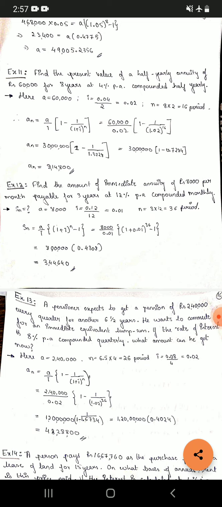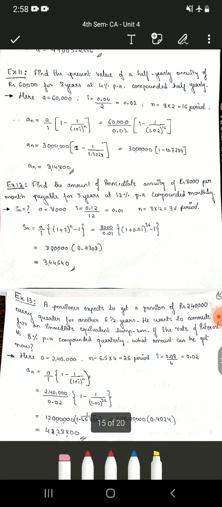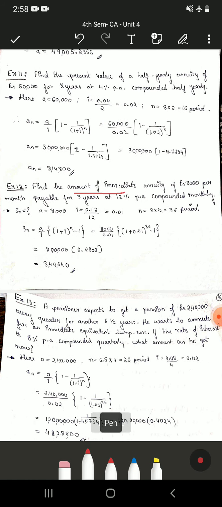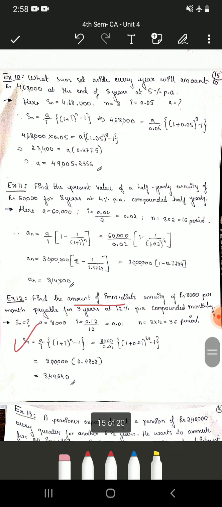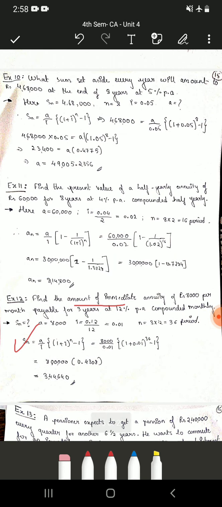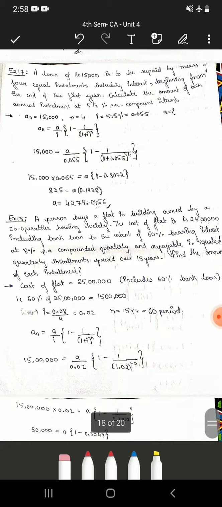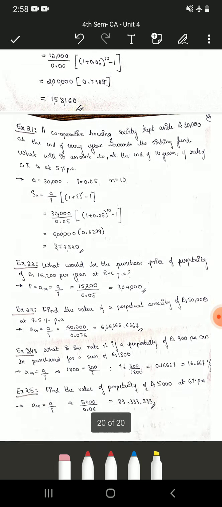Other than that, they will directly ask to find the amount of annuity. So here you can see they have directly asked to find the amount of immediate annuity. In such cases you can use the formula of SN. The formula of SN will be used when you want to find the amount of annuity which is directly asked in the question, or if the question is based on a sinking fund or depreciation fund, or wherein they have asked to find the sum standing at the end of the period. In all the rest of the cases we'll be using the AN formula.